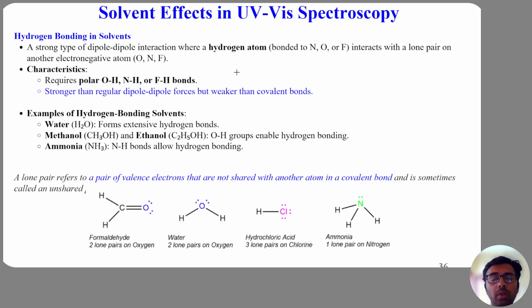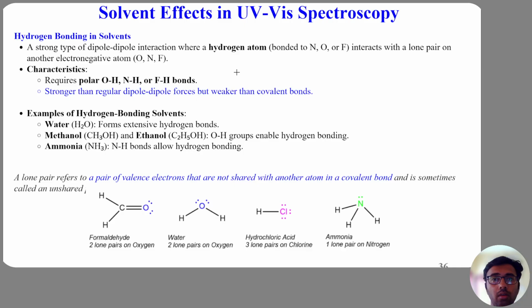The key concept here is the lone pair. A lone pair is a pair of electrons not involved in bonding. These electrons act as anchors for hydrogen bonding. For example, formaldehyde has two lone pairs on oxygen.